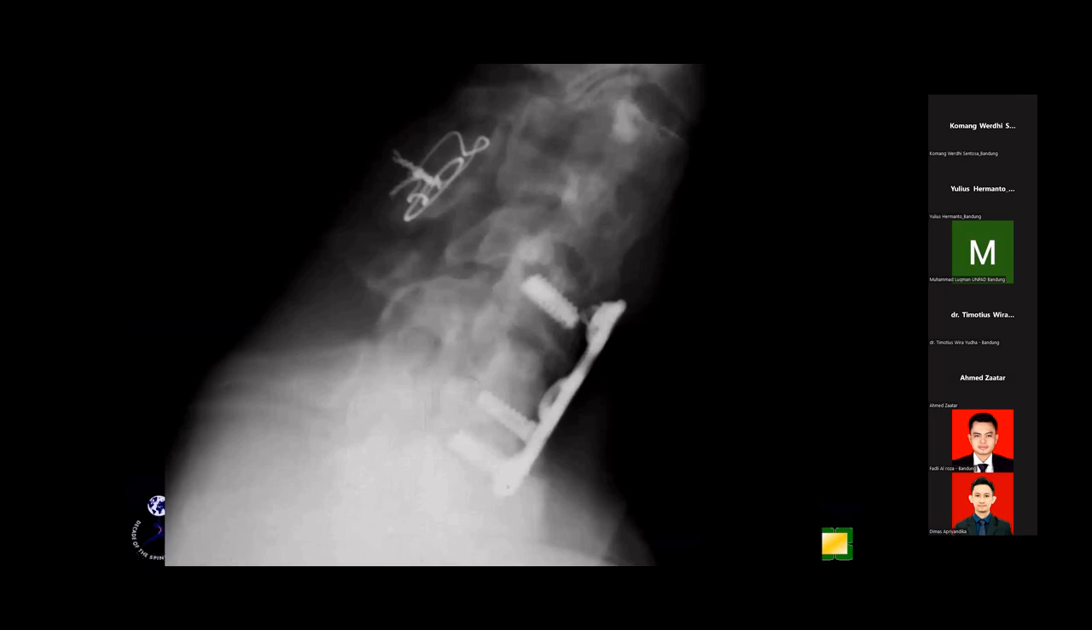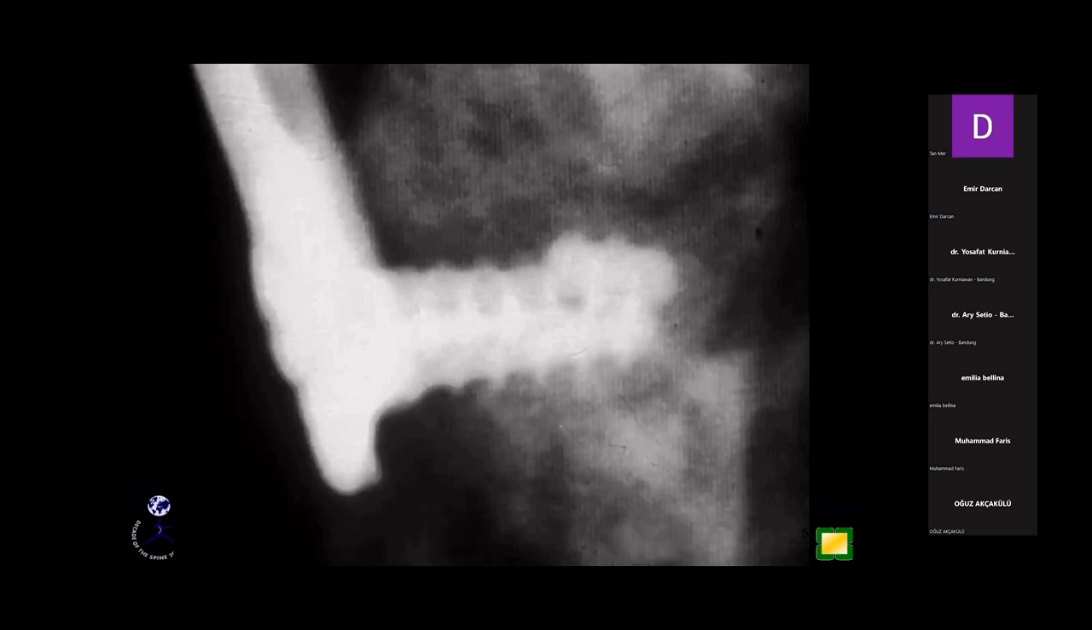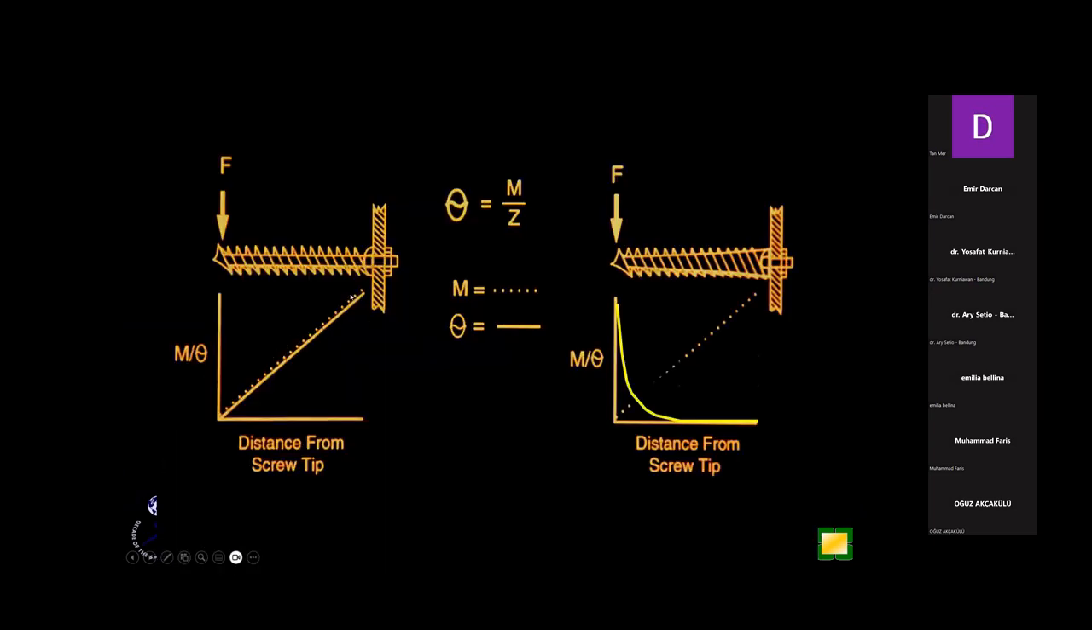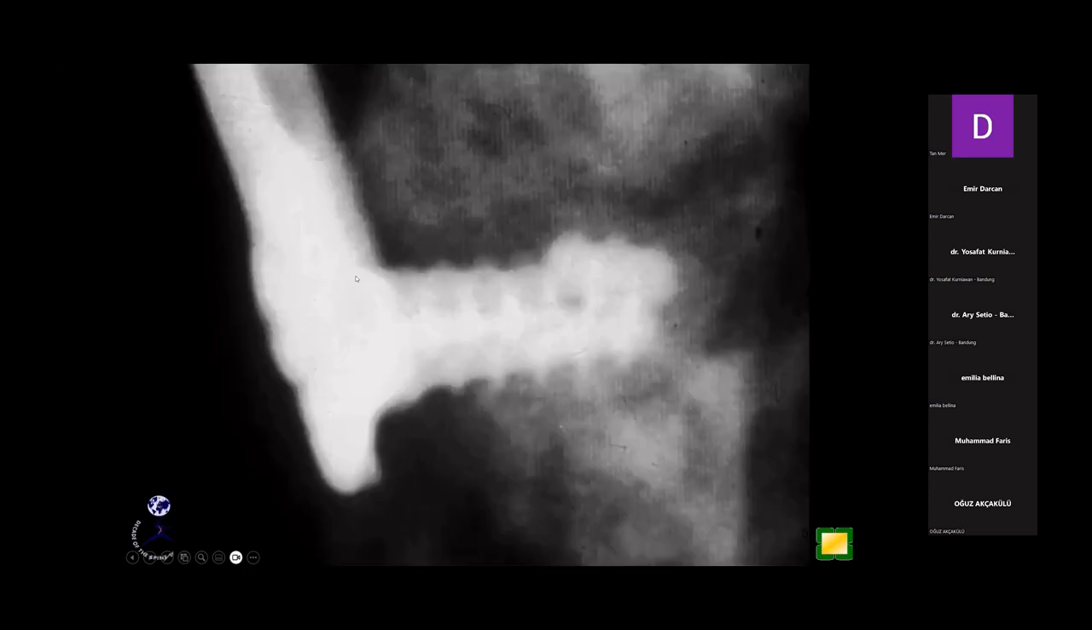So this is a screw that fractured at the plate. It is a constant inner diameter screw. This screw is a tapered inner diameter screw and fractured distally. This one fractured here because the bending moment is greatest at the plate, and henceforth it will fracture there.